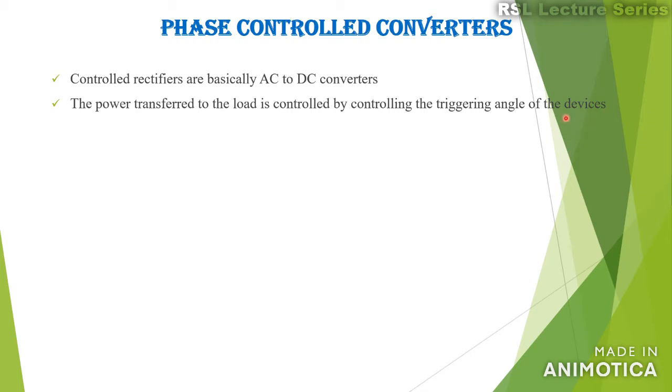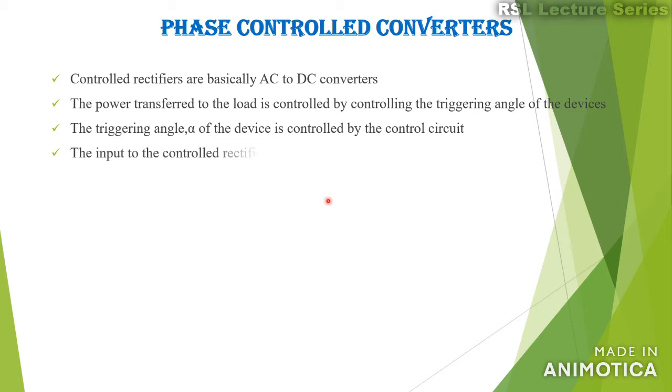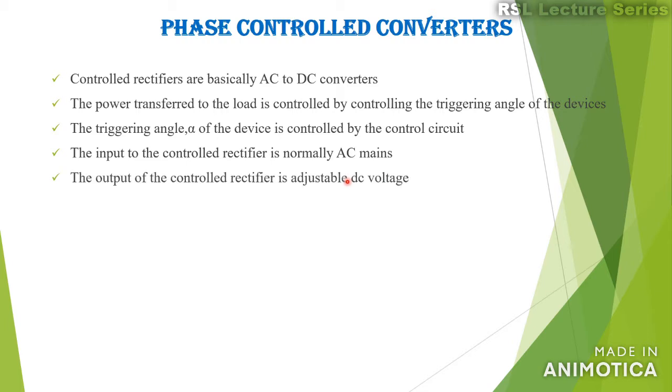These are semiconductor devices, which are used inside the converter circuit. The triggering angle of such devices can be controlled by using a control circuit. The input to the controlled rectifier is normally from the AC mains. The output of the controlled rectifier is an adjustable DC voltage, so the power transfer to the load is completely regulated.